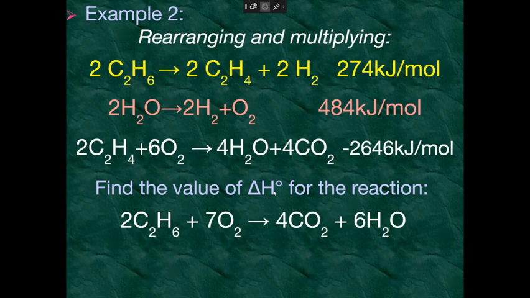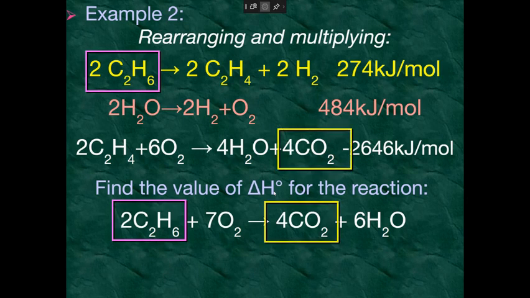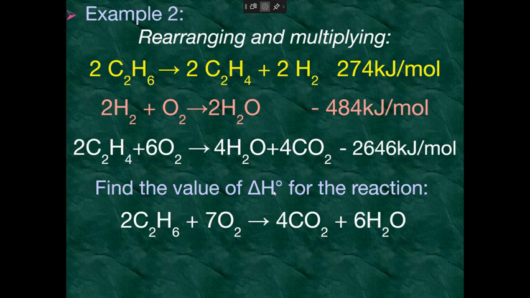C2H4 already cancels out, but I can see that I have to flip the second equation in order to get those to cancel. Now my H2s cancel. My C2H4s cancel. I have 6 plus 1, 7 oxygens in the reactants, along with that particular compound is called ethane. And then I have 2 plus 4, 6 waters. So I'm all good to go.